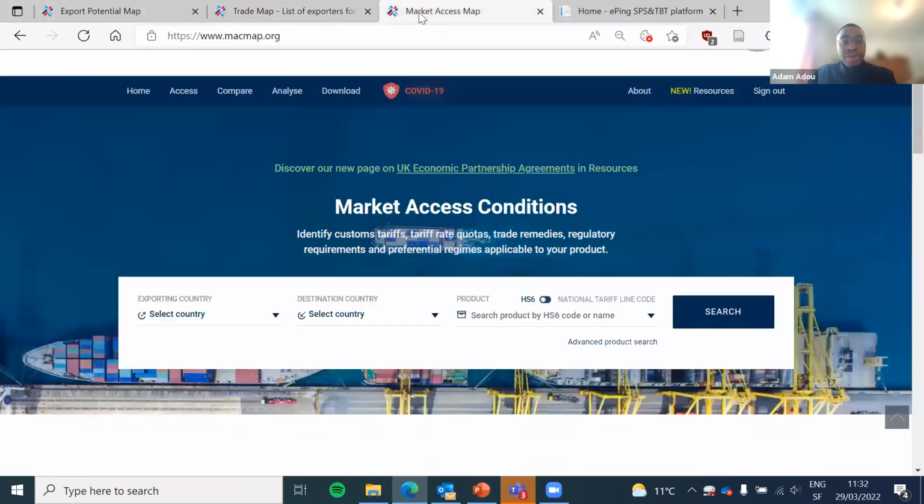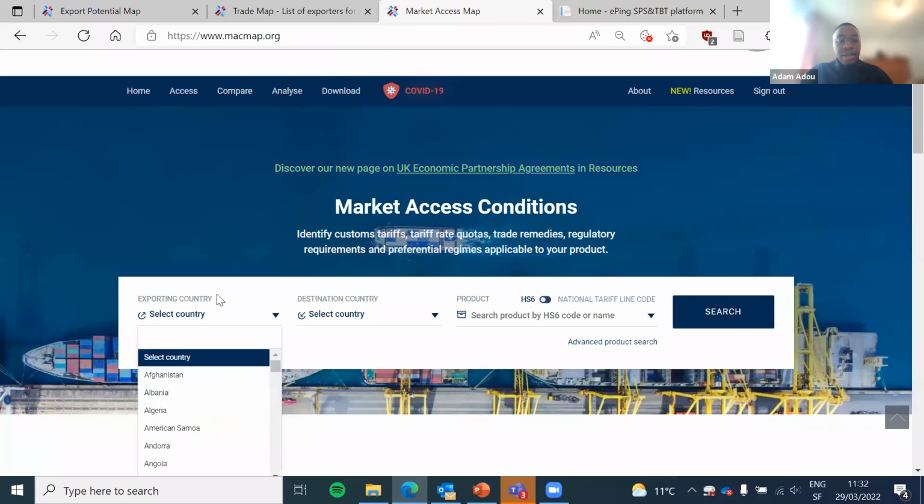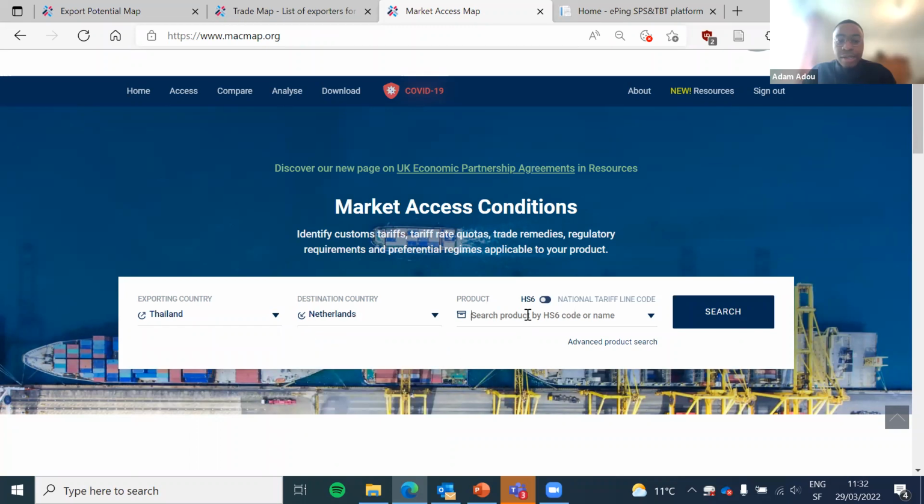Let's go. Market Access Map. So going at macmap.org, you will arrive on this specific page. So here I'm interested in Thailand, which is the exporting country, exporting to the Netherlands, raw ginger. So 09, 10, 11. So you will need, of course, the HS code. As I said at the beginning of the session, the HS code is key to navigate into those ITC tools because it will help you to navigate easily.